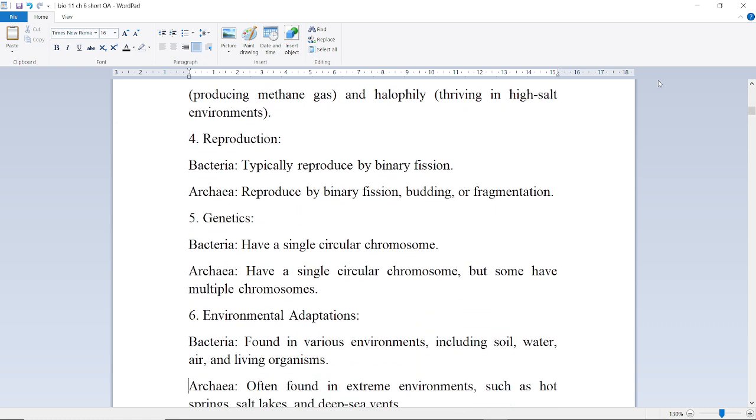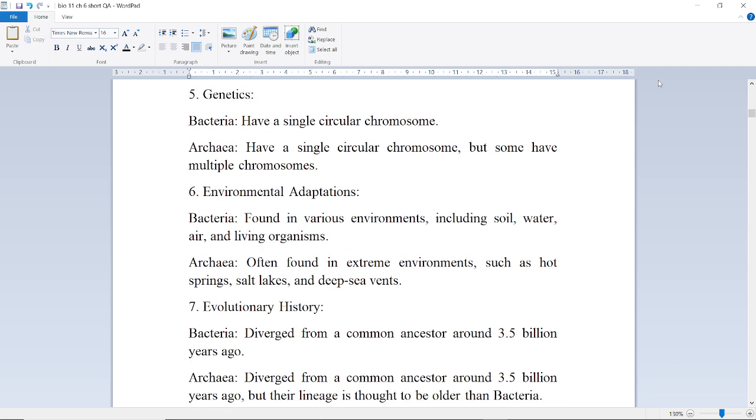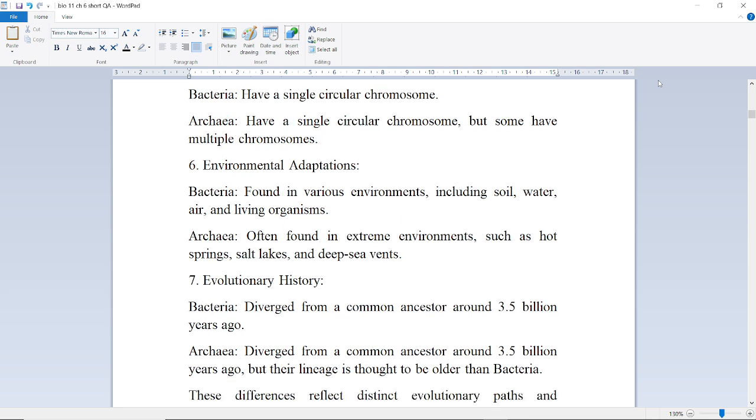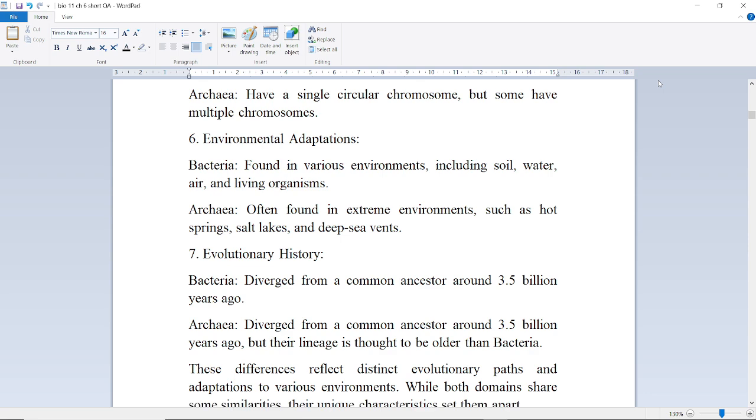Next is genetics. Bacteria have a single circular chromosome. Archaea have a single circular chromosome, but some have multiple chromosomes. Next is environmental adaptations. Bacteria are found in various environments including soil, water, air, and living organisms. Archaea are often found in extreme environments such as hot springs, salt lakes, and deep sea vents. Evolutionary history. Bacteria diverged from a common ancestor around 3.5 billion years ago. Archaea diverged from a common ancestor around 3.5 billion years ago, but their lineage is thought to be older than bacteria.